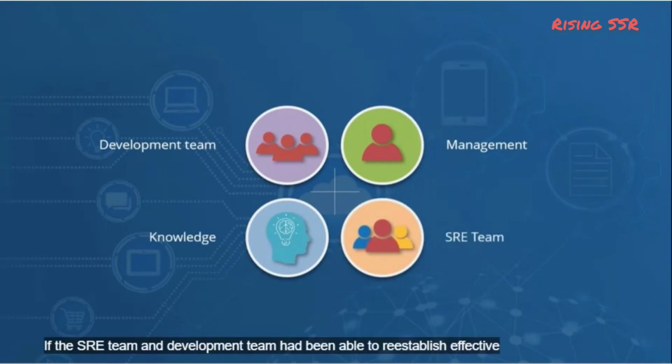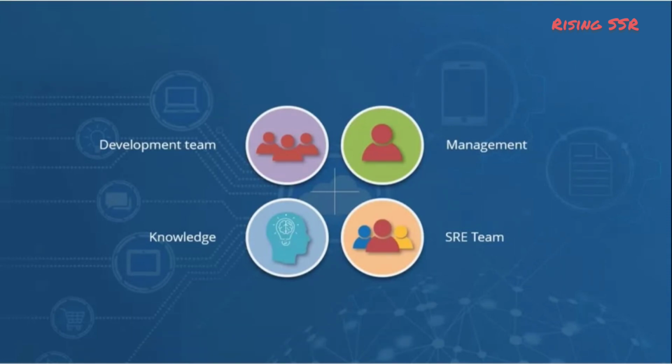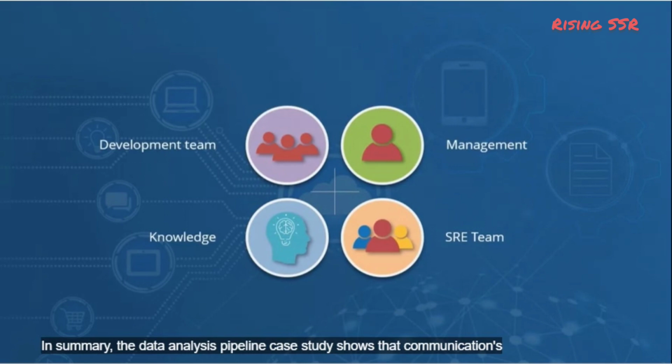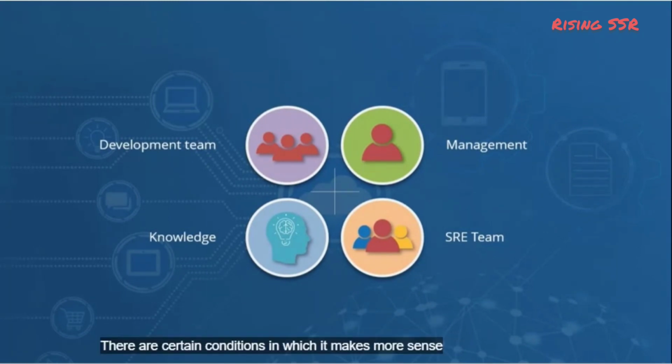If the SRE team and development team had been able to re-establish effective communication, the SRE team could have come in once the dust settled and helped by taking over operations of the new service. Unfortunately, that was not possible in this case. In summary, the data analysis pipeline case study shows that communication is essential to the effective working of an SRE team engagement. There are certain conditions in which it makes more sense to end that engagement rather than continue and try to make it work.